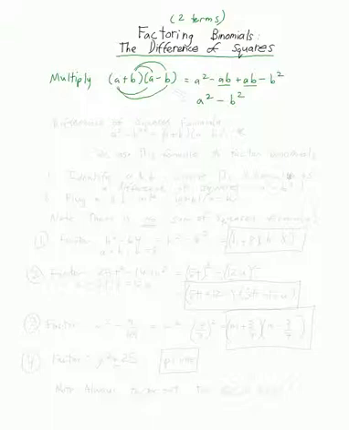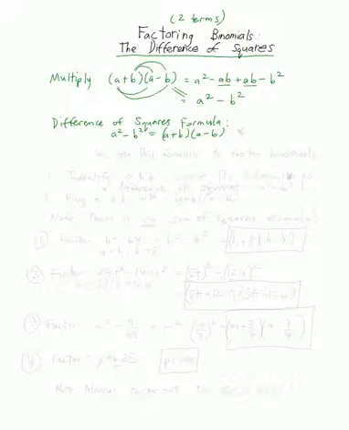Now, the difference of squares formula is just this formula backwards. So this tells us that this is equal to this. So I'm going to write that in reverse. The difference of squares formula says that a squared minus b squared is equal to (a + b) times (a - b). Notice that's just the reverse of what we just showed, so it must be true.